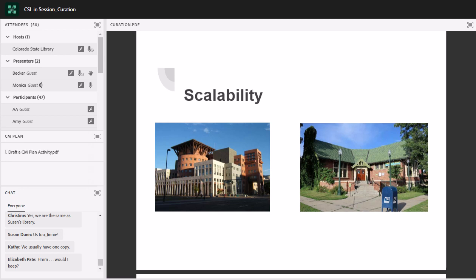So then scalability. We started in the beginning, and we talked a little bit about the size of branches and size of collections and districts and how that impacts your weeding. So the information that we put together was something that each of our branches could use no matter their size. So the branch on the left of the slide is our central branch library, which is 504,000 square feet. And then Decker, the one on the right, is a Carnegie library built in 1913, and it is 4,932 square feet. So tiny in comparison.